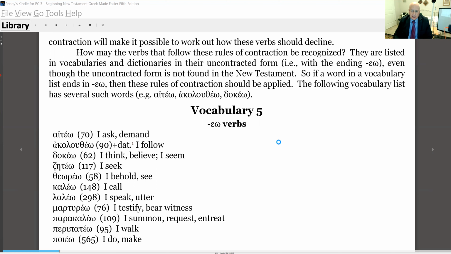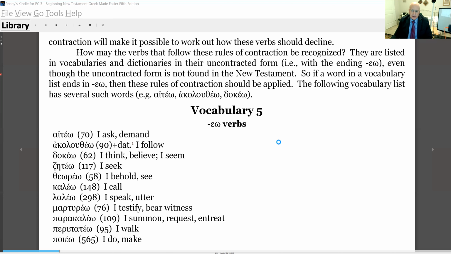What we notice is that in this chapter, verbs whose stem ends in epsilon, when we add the endings, there's a contraction that takes place, and it's indicated by a circumflex accent that comes over the top of the ending, lalo. So in the dictionary, in the lexicon, we find the verb listed as laleo, but in the New Testament, we will not see that form. We will only see the contracted form, lalo, I am speaking or I speak.